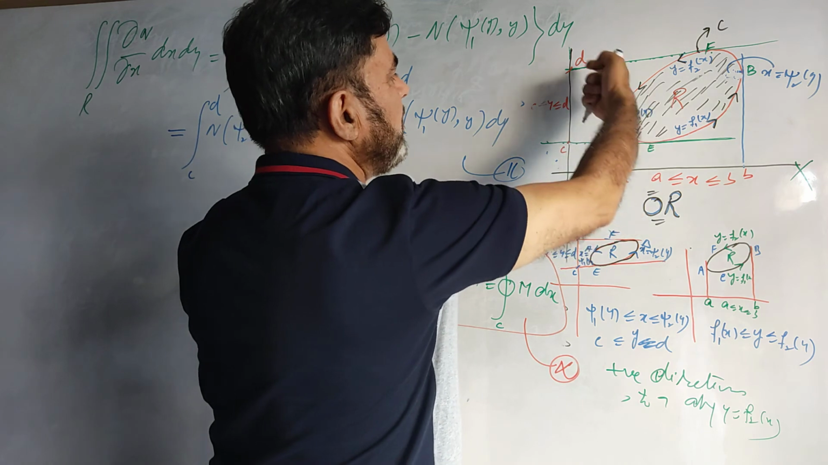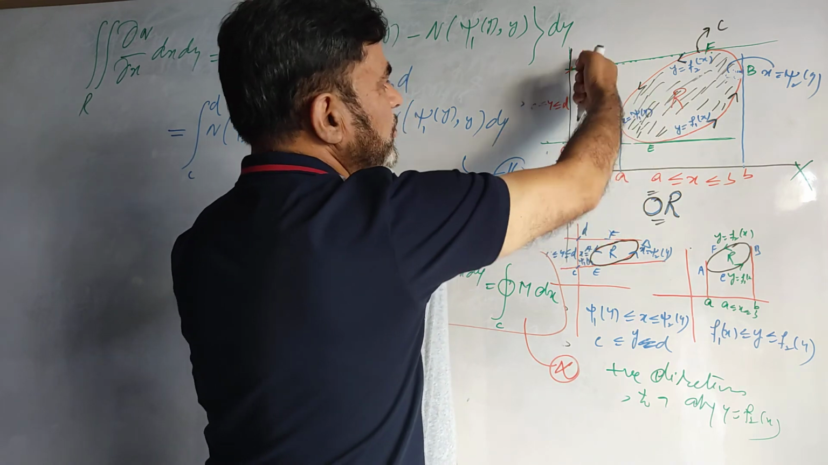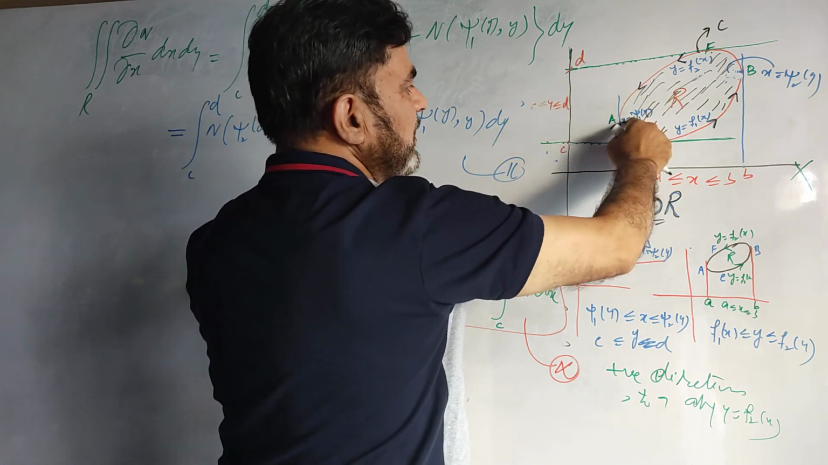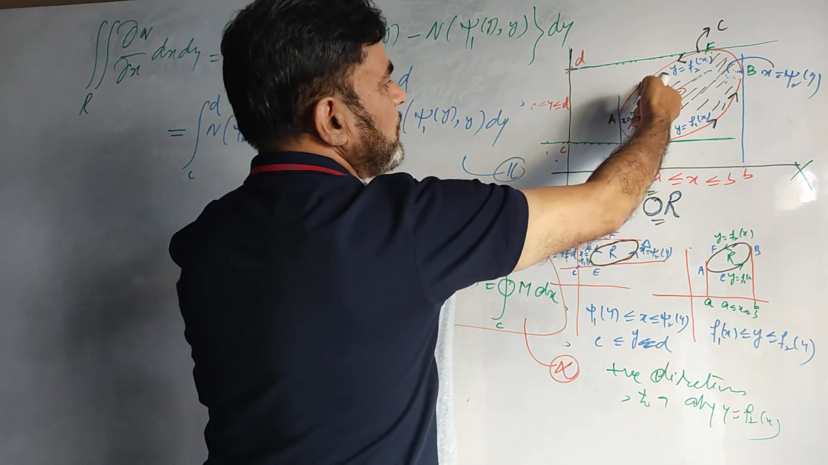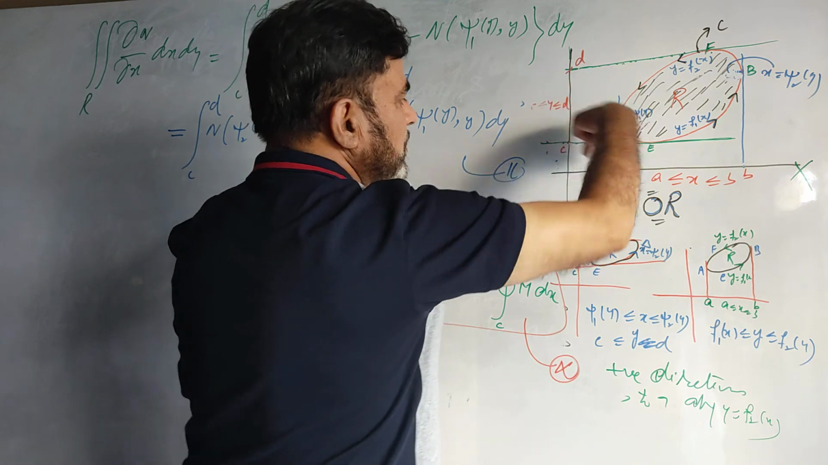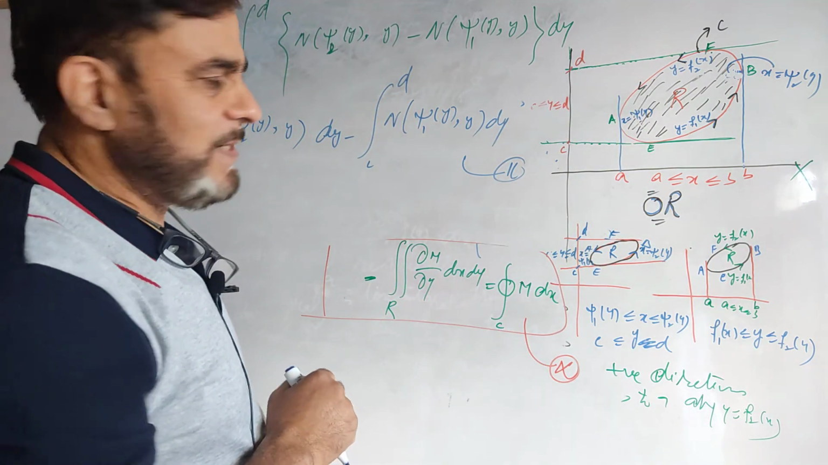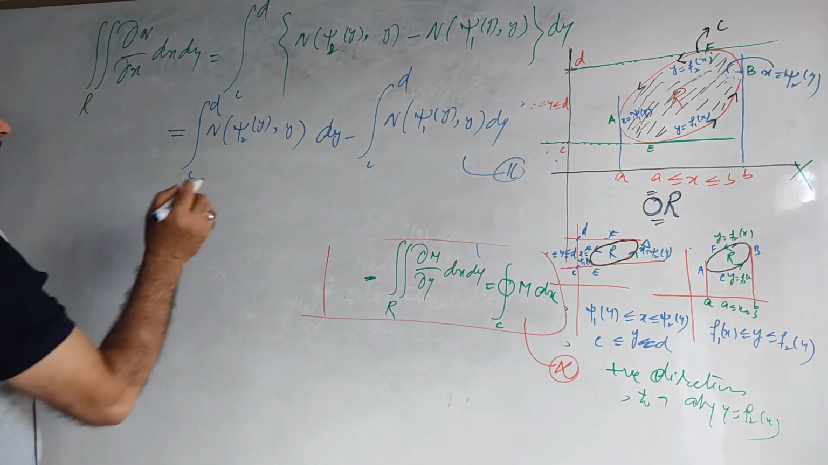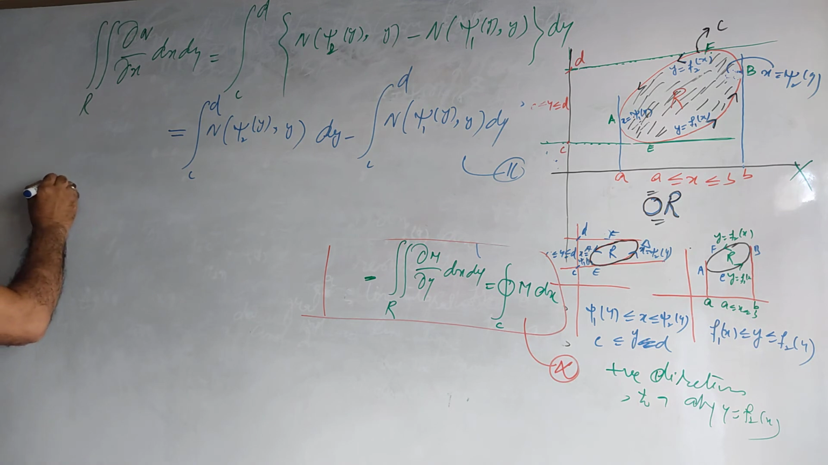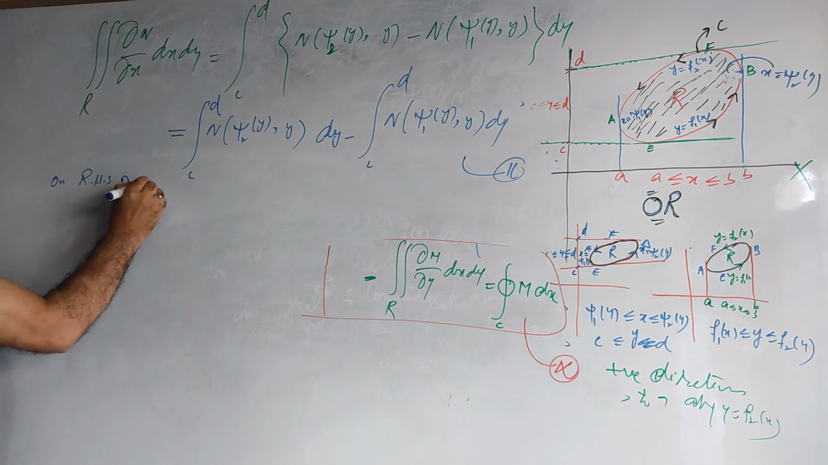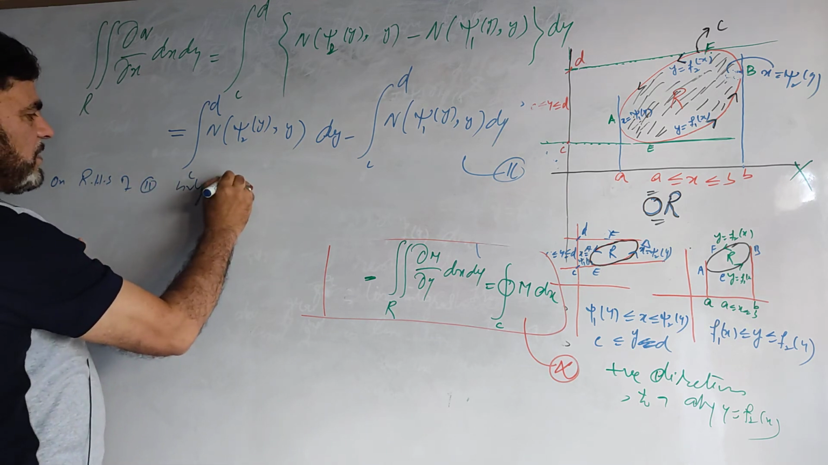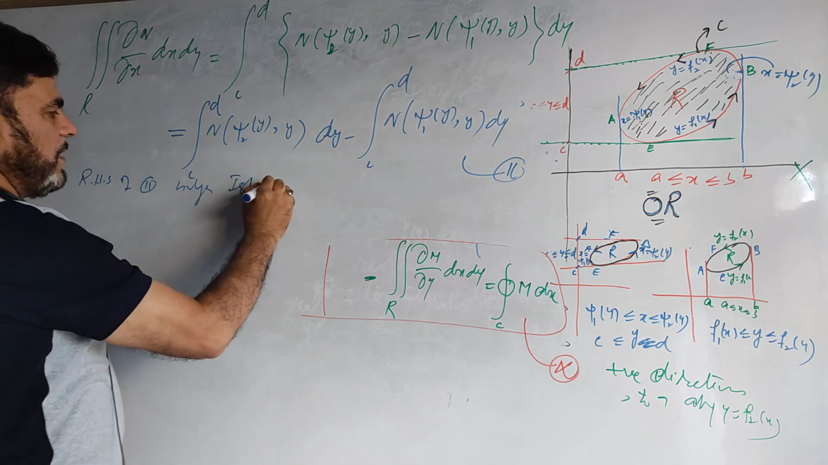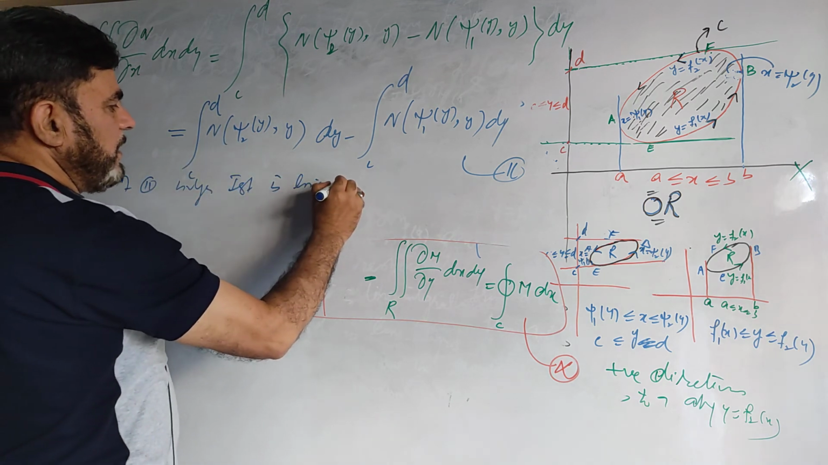It should not be C to D; it should be D to C. This integral should be D to C. If you integrate this part, x equal to psi 1(y), in the positive direction, you should integrate it from D to C in the line integral, the positive part of the line integral. So I will also write on the right hand side of the second integral: first means this is the line integral.